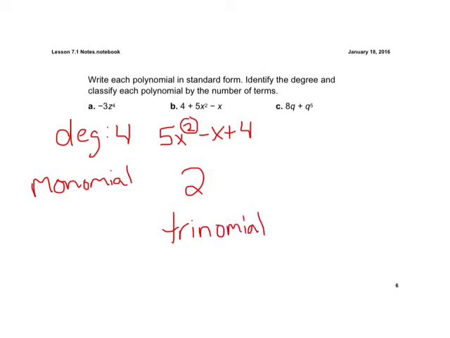And the last one here, write it in standard form. We only have 2 terms, what we call a binomial. We see q to the 5th power, so we're going to write that first, and then we're going to go down from there. The next highest is the first exponent, so we're going to write 8q. Now, identify the degree. The highest exponent is 5, so our degree is 5. And classify each polynomial by the number of terms. We see there's 2, so it's what we call a binomial.